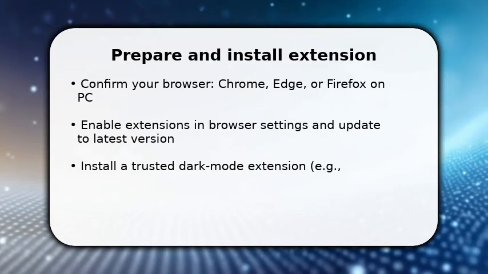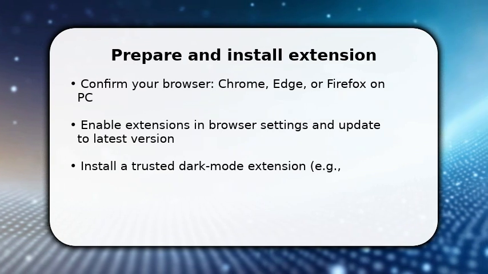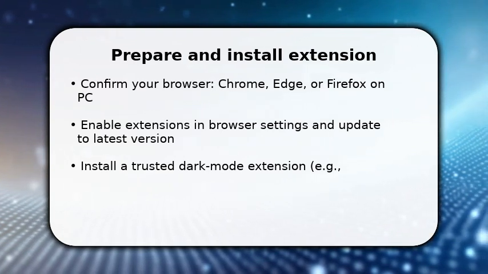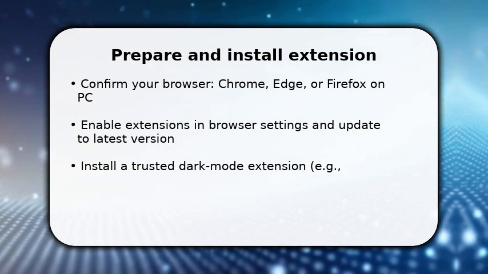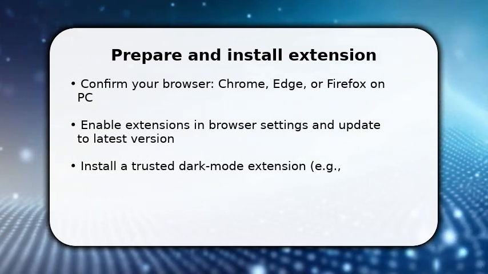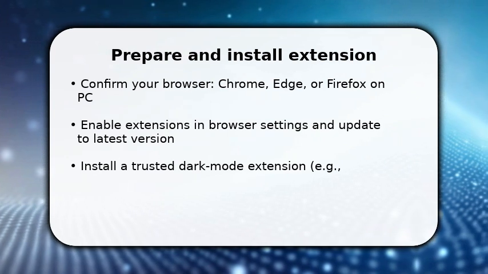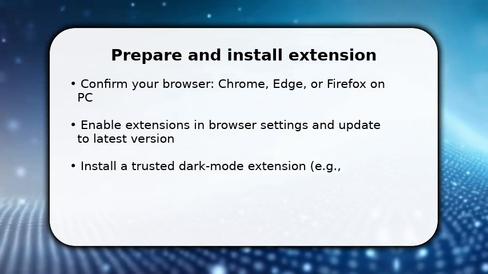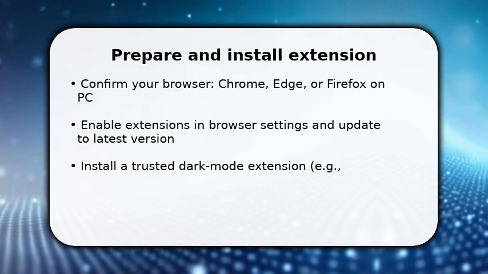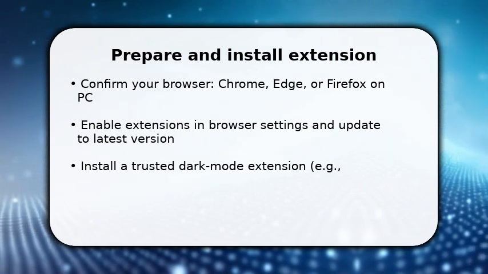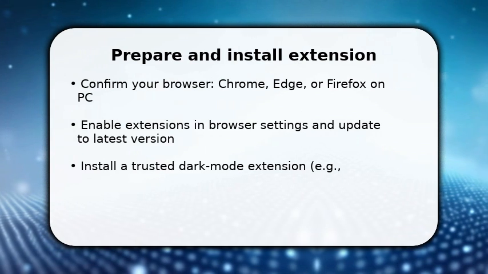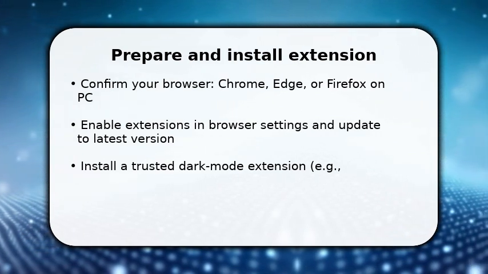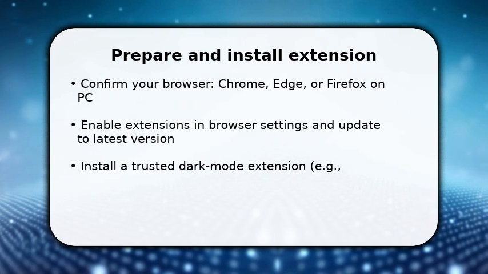You start by prepping the browser. You need Chrome, Edge, or Firefox on PC and the browser updated. Once done, enable extensions in settings so the browser will allow themes. Next, search your browser's extension store for a reputable dark mode or site theme extension and click Install. Make sure to grant only necessary permissions. You're doing this first because it's the foundation that lets you force dark styling on Soundcloud pages directly.